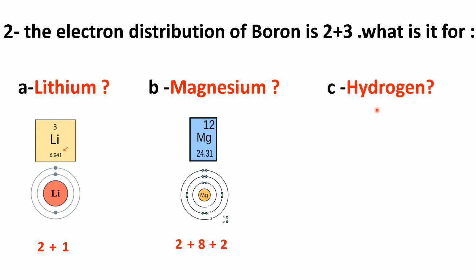What is it for the hydrogen atom? Hydrogen atom atomic number equal 1. We make distribution of 1 electron because the atomic number equals the number of electrons that move around the nucleus, which have a negative charge. So the hydrogen atom is filled with 1 electron only. So we write 1.